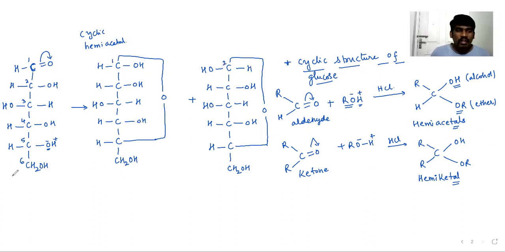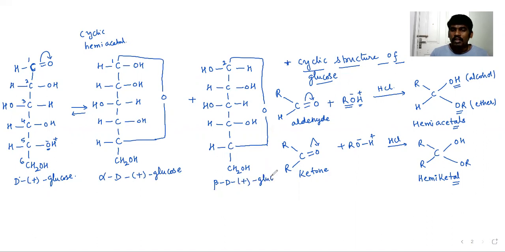So glucose undergoes intramolecular cyclization. This is D-glucose, which is undergoing intramolecular cyclization, and it forms two forms, that is alpha D-glucose and another one is beta D-glucose. Such two forms will be formed over here. One form is alpha D-glucose. Another form is beta D-glucose.